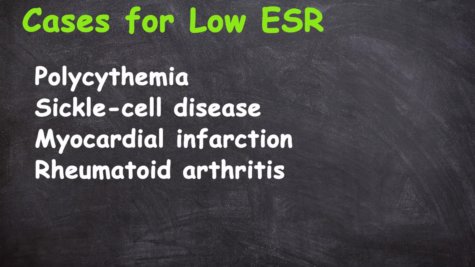Polycythemia, a condition of increased number of red blood cells, causes reduced ESR as blood viscosity increases. Hemoglobinopathy such as sickle cell disease can have low ESR due to an improper shape of red blood cells that impairs stacking. In myocardial infarction and rheumatoid arthritis, ESR becomes low.